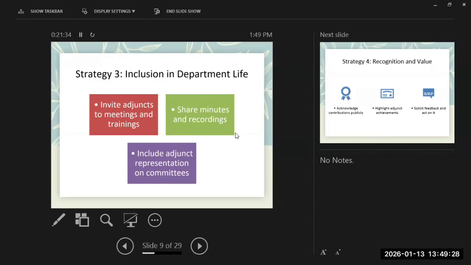Now we have the adjunct orientation at times that are more conducive to their schedule. So I think we need to always look at the time issue with their outside obligations, share meeting minutes and recordings. We're already doing that, and include adjunct representation on committees. When I was researching for this presentation, there are some colleges that have adjunct representation on certain college committees, but when I think back to our faculty council constitution, I don't think that is included. We don't have them as actual members.